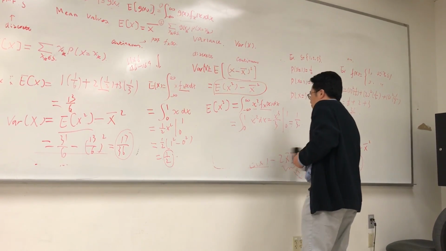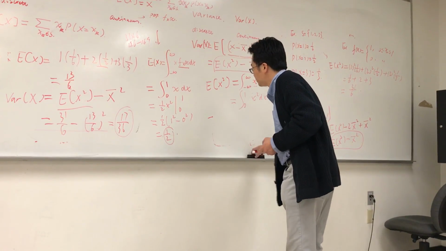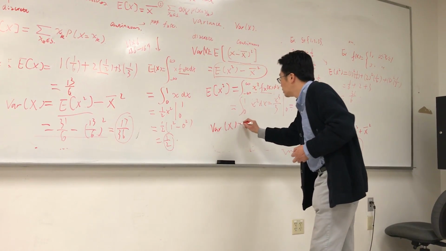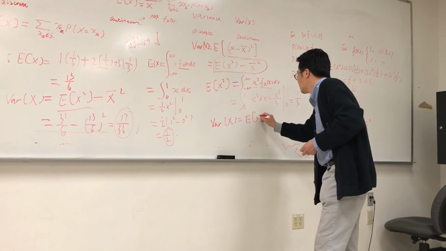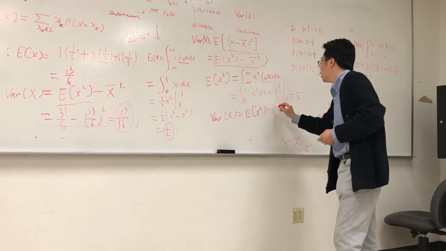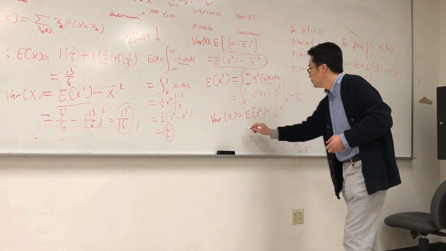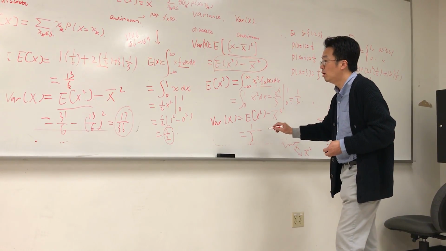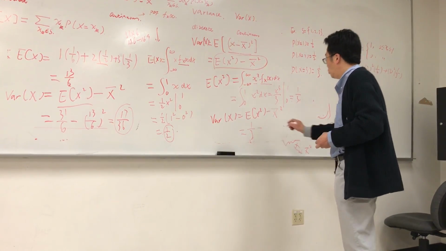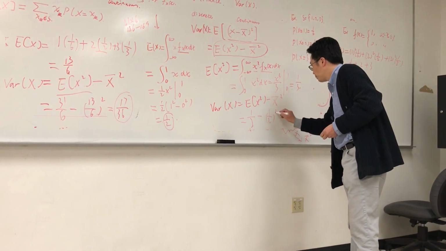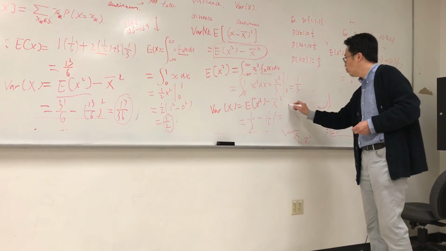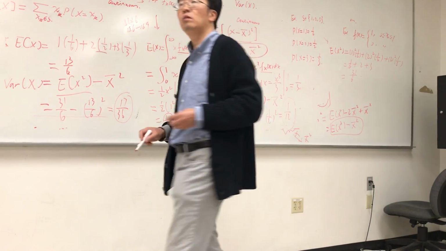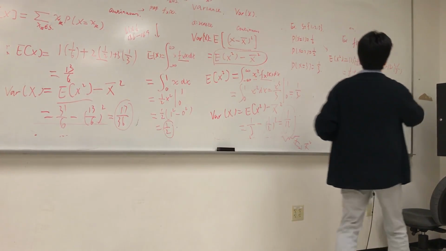And then the variance equals E of X squared minus the square of the mean. So 1 over 3 minus 1 over 2 squared. So it will be equal to 1 over 12. This will be the variance for this random variable.